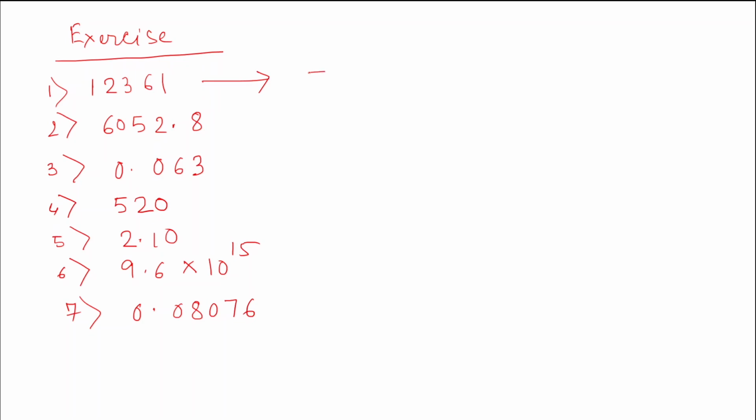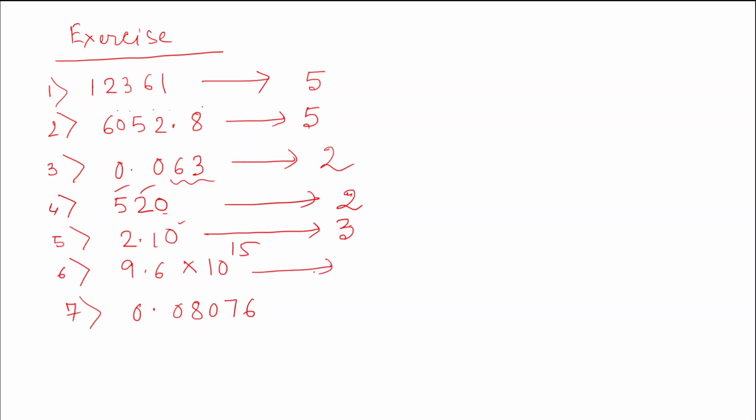So the first one will have 5 significant digits. The second one will have also 5 significant digits. इसमें leading zeros हैं, those are not significant, so last one is 6 and 3, so 2 significant digits. Trailing 0 है, whole number है, so 0 will not be significant, so 5 2, so 2 significant digits. 2.10, this 0 is significant because it's after decimal, ending 0. 2.10, that is 3 significant digits. 10 to the power 15, 2 significant digits, and the last one is 4 significant digits.